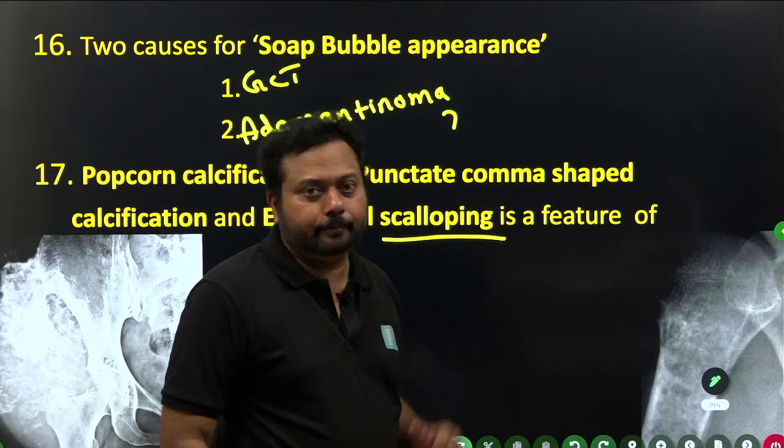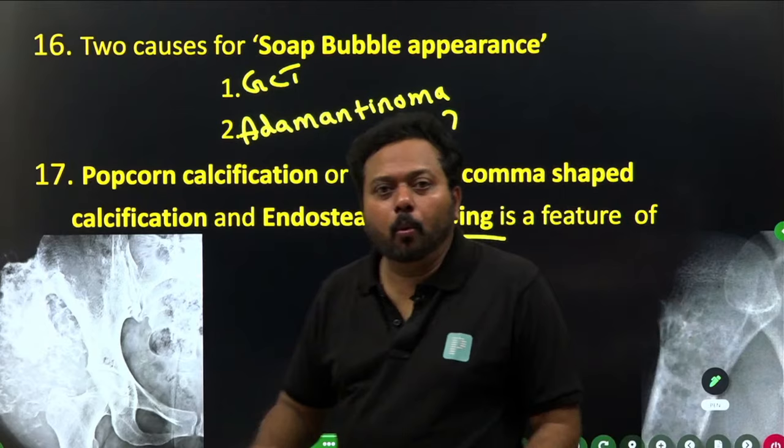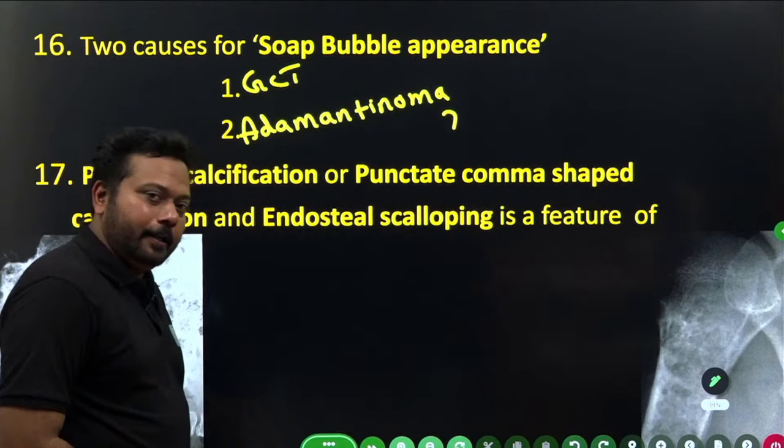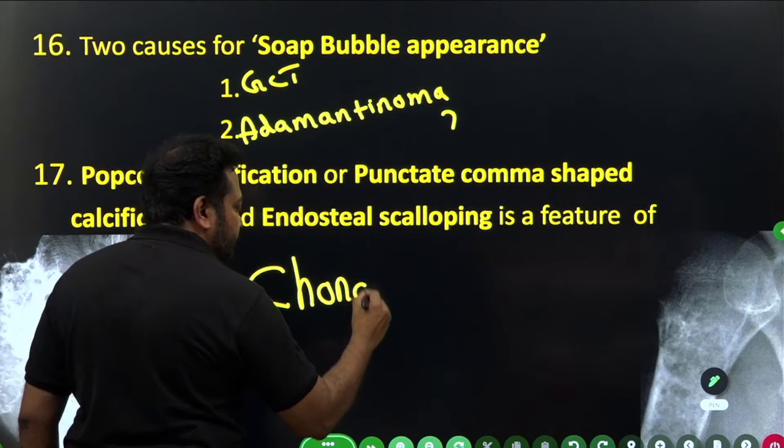You are getting a popcorn calcification. What could be the tumor? Popcorn calcification or punctate, comma-shaped calcification, with endosteal scalloping, is a feature of what tumor? Shall I write the answer? Chondrosarcoma.